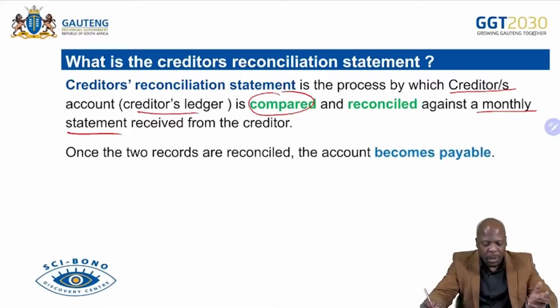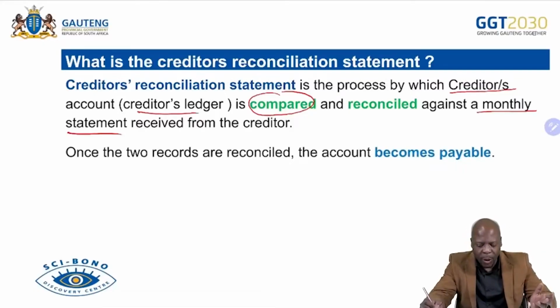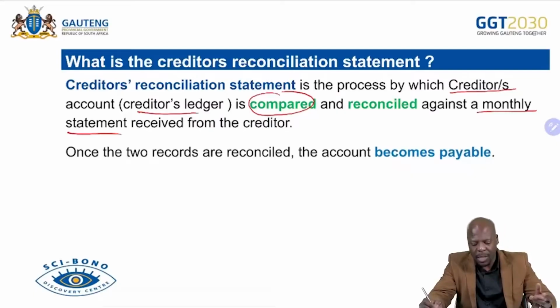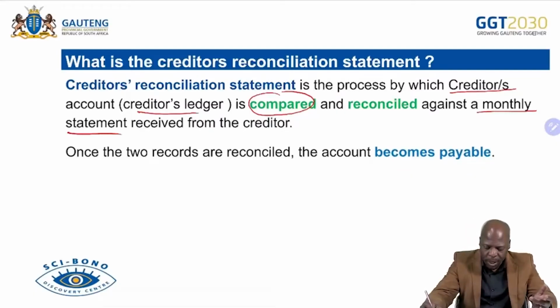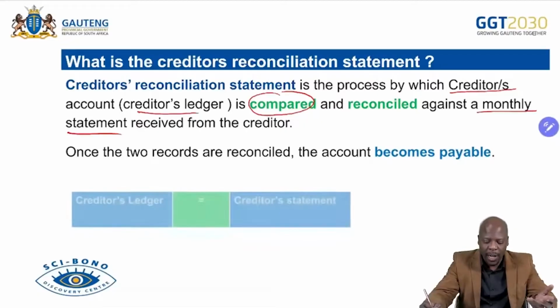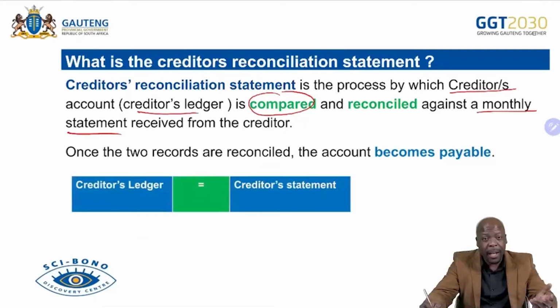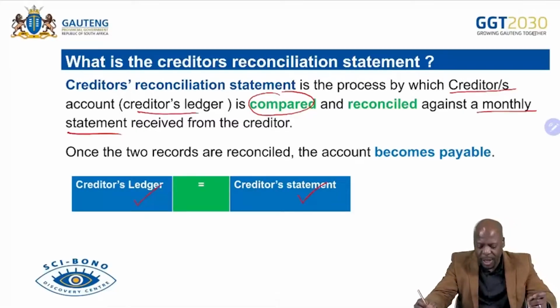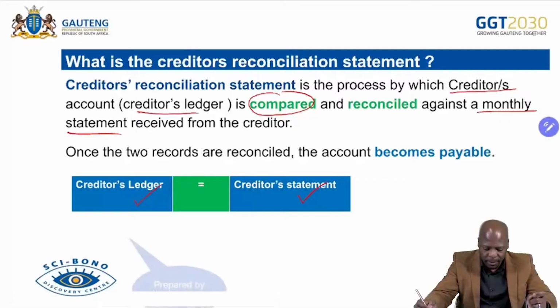Now, you have to understand that once the two records are reconciled, the account becomes payable. You now have to know which one is owing. In other words, once you reconcile, you would know the amount that you should be owing to your creditors. Now, when we look at the creditors ledger, you should be able to reconcile it to your creditors statement. So it becomes the creditors ledger together with the creditors statement.